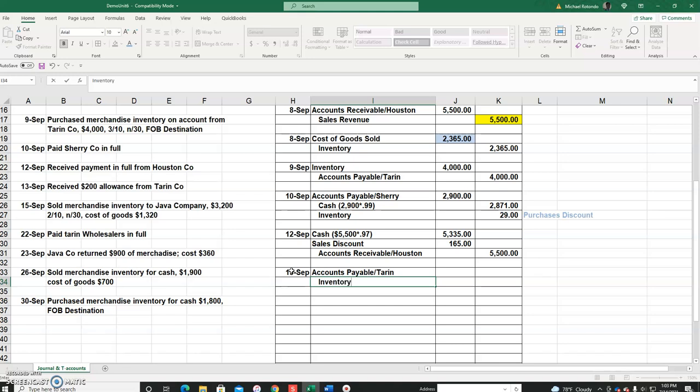Now, under the periodic method, we would credit purchases returns and allowances. But under the perpetual method, remember that this actually reduces the cost of inventory. So this is going to be a purchase return. So I'm putting it over on the side as a note. It's not actually part of the journal. We would actually credit inventory under the perpetual method.